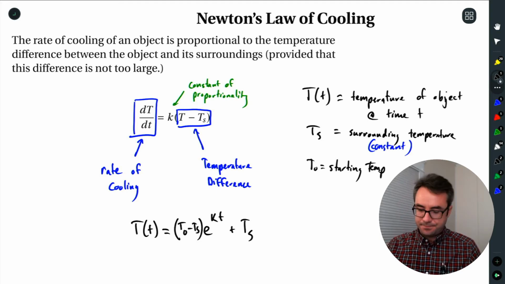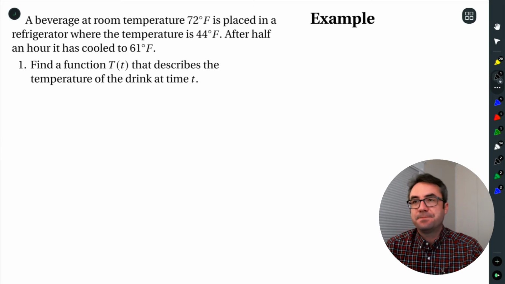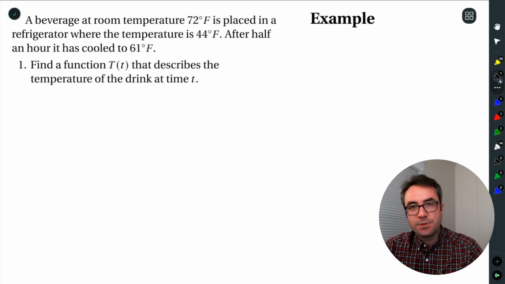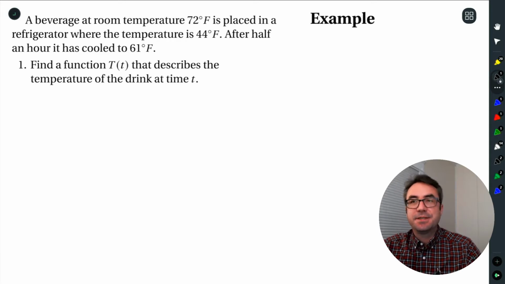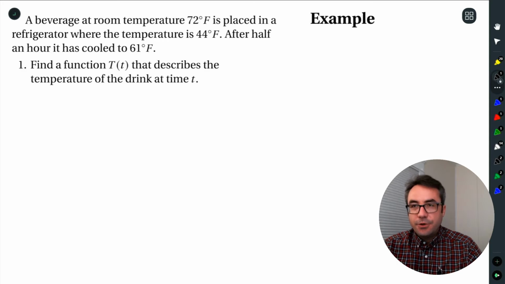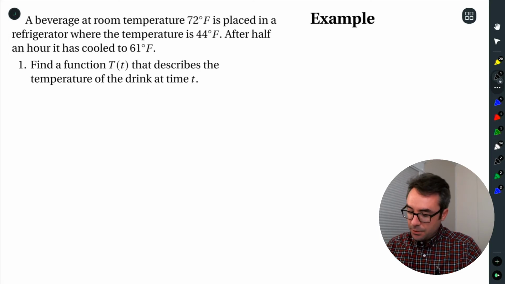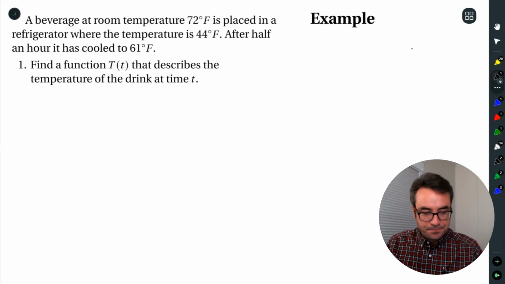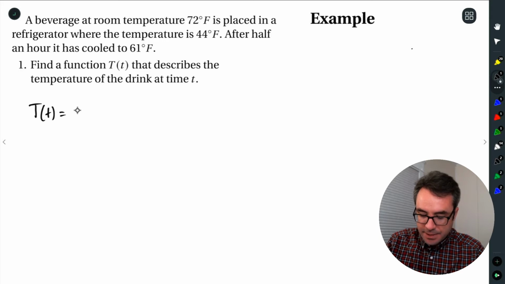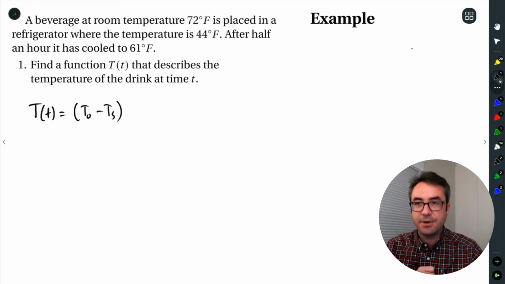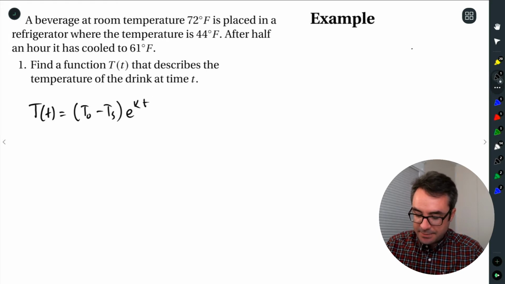So let's take a look at an example. Let's suppose that we have a beverage at room temperature, 72 degrees Fahrenheit, and we place it in a refrigerator where the temperature is a constant 44 degrees Fahrenheit. This drink is going to cool down. We want to find a function capital T that describes the temperature of our drink at time t. So let's write down our temperature function. It's going to be the starting temperature minus the surrounding temperature times e raised to the k times t, and then plus the surrounding temperature.